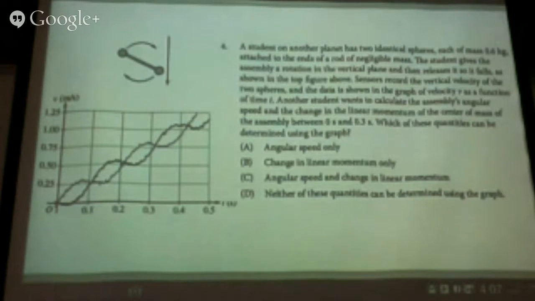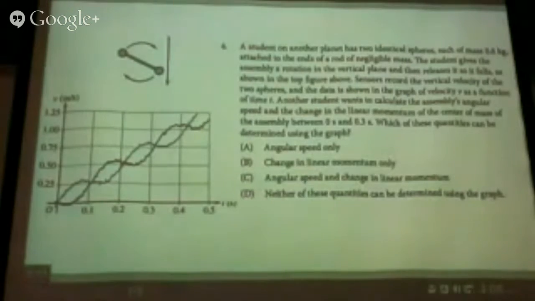Angular speed, that's a measure of how rapidly it's spinning. How many rotations it makes per second, or how many radians it goes through each second. So I would need to have some way to tell how long it takes to go a certain distance around. Now, it doesn't state that directly here, but we can kind of get an idea from the graph.